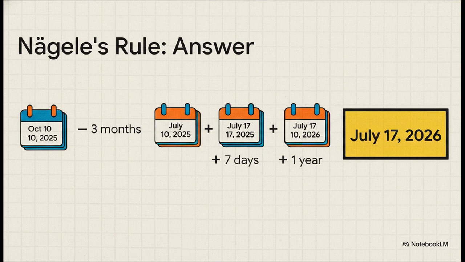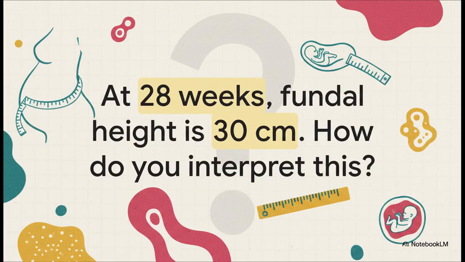How'd we get there? Let's break it down. You start with October 10th, go back 3 months, which lands you in July, add 7 days, which gets you to July 17th, and then, since you've crossed into the next year, you add 1 year. Bam! July 17, 2026. All right, on to the next one.